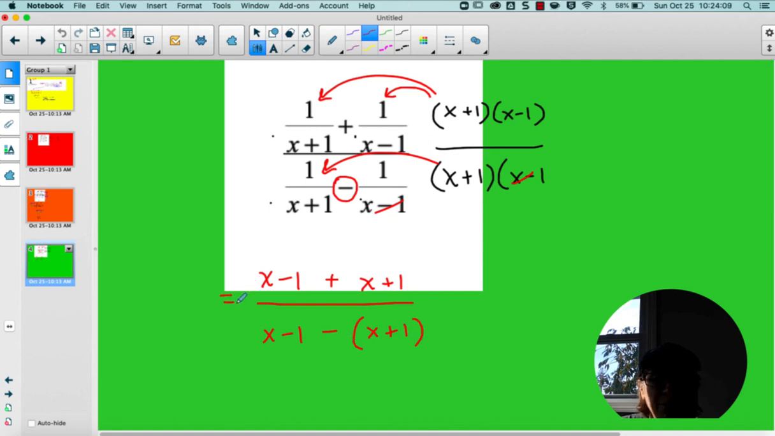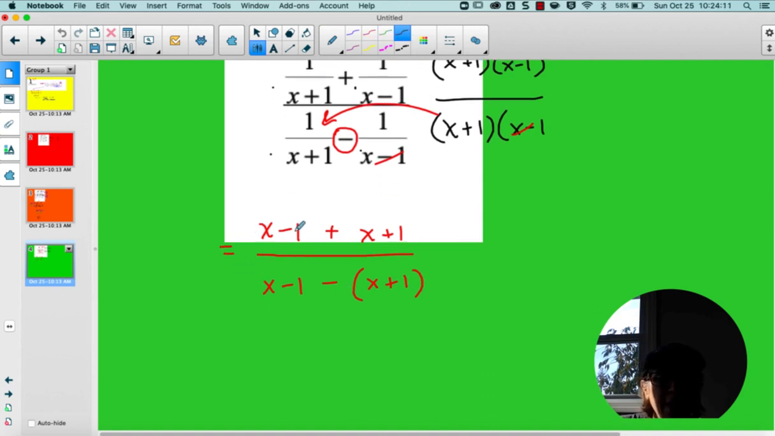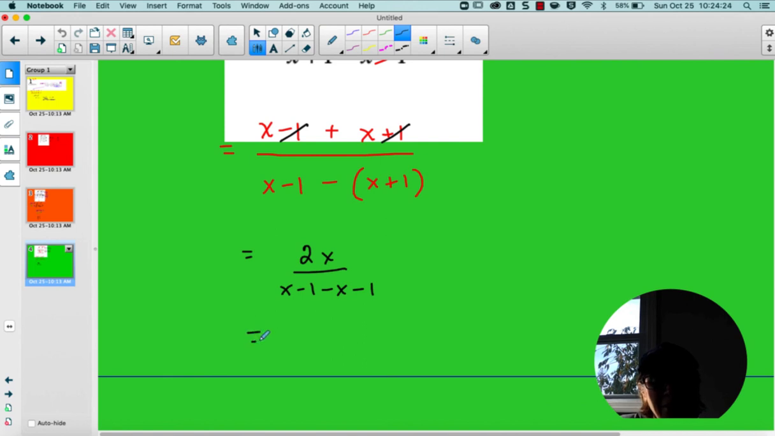All right, now I can simplify. So it seems that the negative 1 and 1 are opposite, so they go to 0, and I'm going to get 2x in the top. I am going to distribute in the bottom and get x minus 1 minus x minus 1. So what happens in the bottom is the x's are opposite, so they simplify to 0. And so that gives me 2x all over negative 2. So negative x.